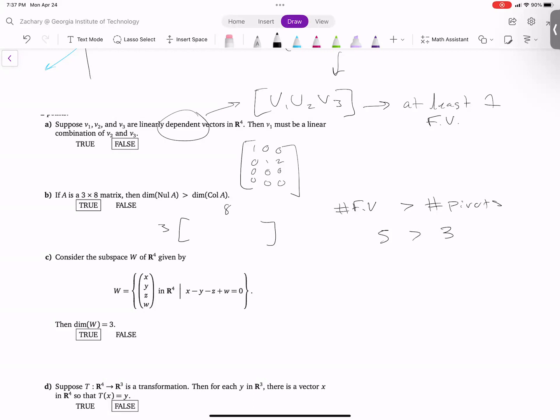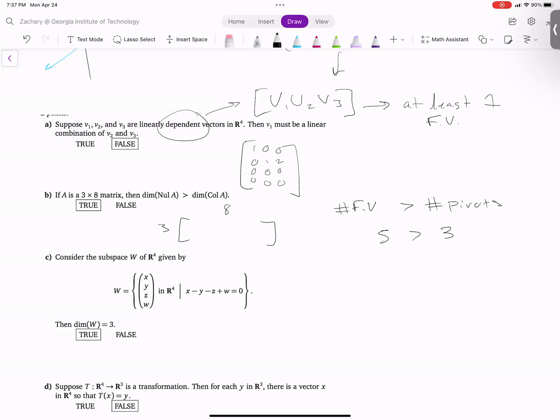Think of the minimum number of free variables and the maximum number of pivots to try and solve this equation. Okay. So we must always have at least 5 free variables and at most 3 pivots. So that's the most extreme case. So obviously that's true. 5 is always greater than 3.